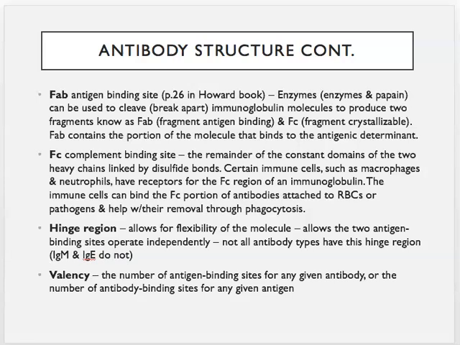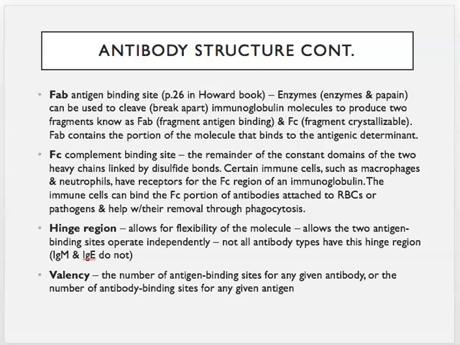Certain immune cells, like your macrophages and neutrophils, are going to have receptors for the FC portion of the immunoglobulin. The immune cells can bind the FC portion of the antibodies attached to red cells or to pathogens, and they can help with their removal through the process of phagocytosis.